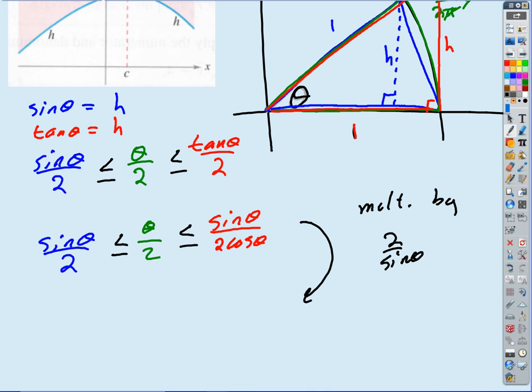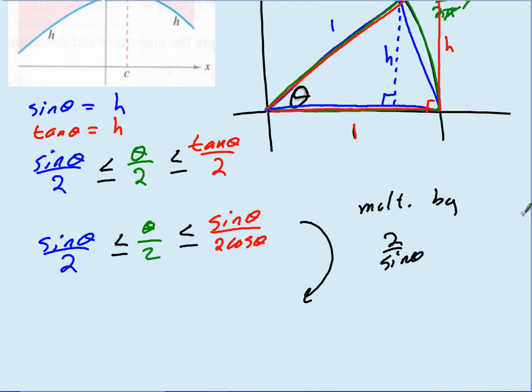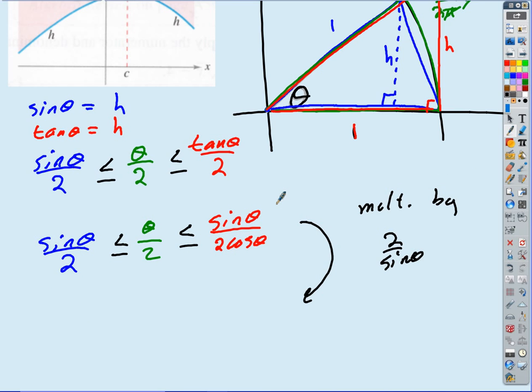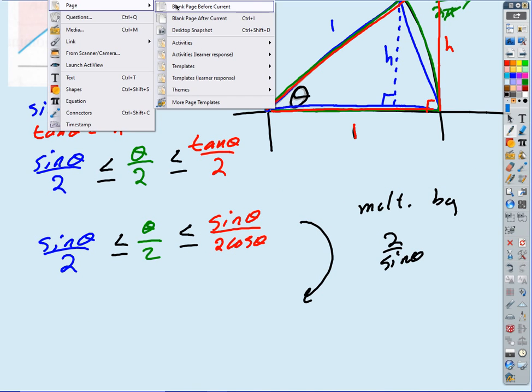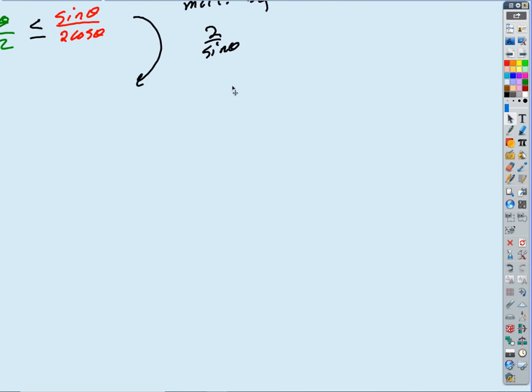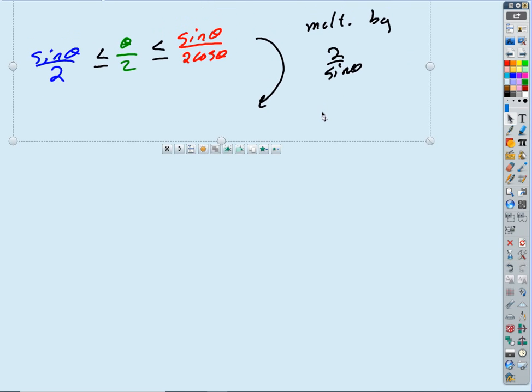I think I need to go to the next page. Run out of space. Cool. Whoa. I like that. All kinds of great toys here.